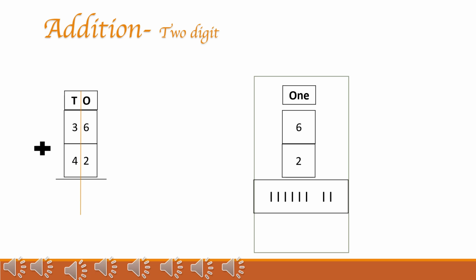First we will identify what numbers are there at the ones place. In 36 we have 6 at the ones place, and in 42 we have 2 at the ones place. So we will do the addition of 6 and 2 first.